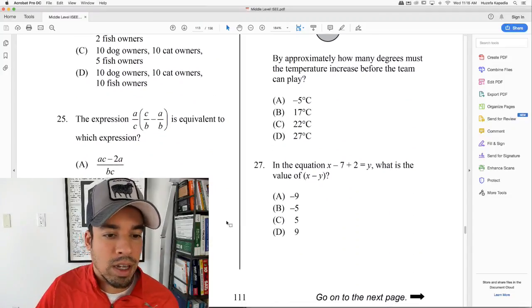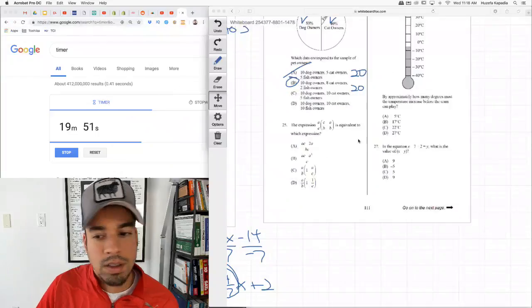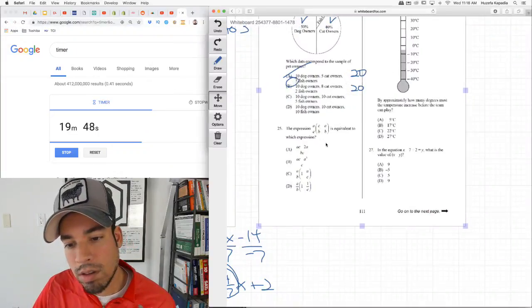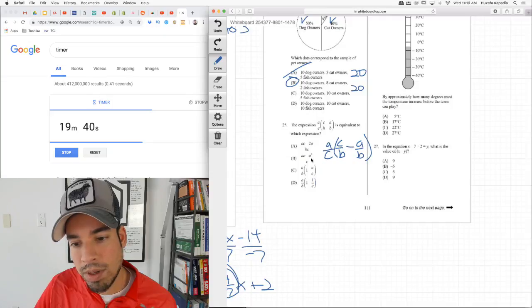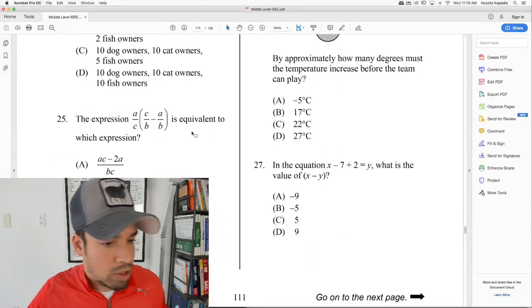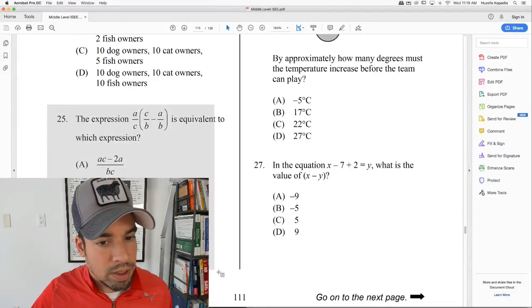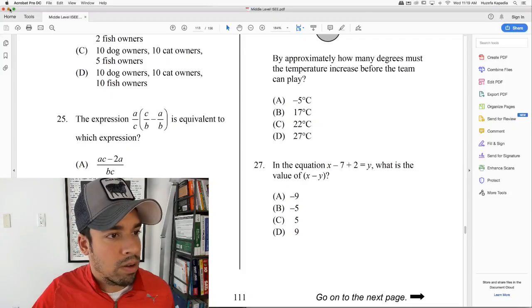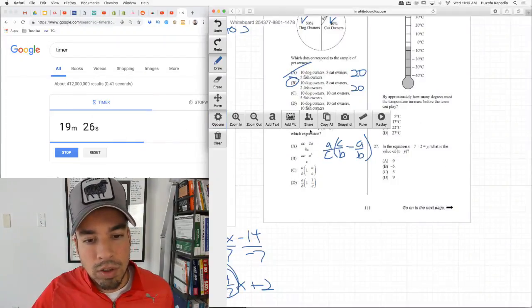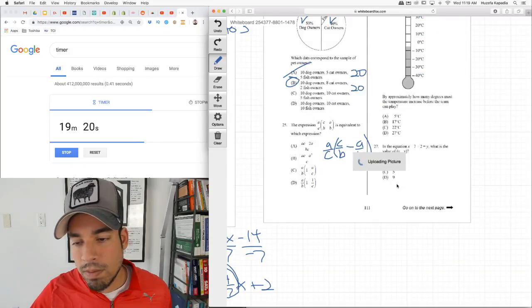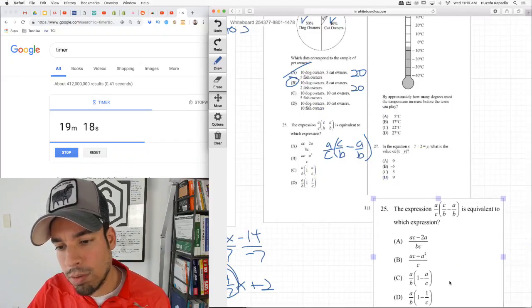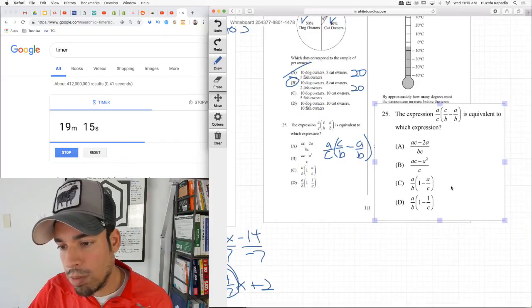The expression, let's see what it actually looks like. AC times CB minus AB. AC times CB minus A over B is equivalent to which of these expressions? All right. Hold on. I need to actually take a screenshot because it's just too hard otherwise. It's just so blurry. It's not working for me. Okay. So we're going to take this picture here. Hopefully this will look better. All right, this looks much better. So let's just keep it here for now, and I'll move it in a second.